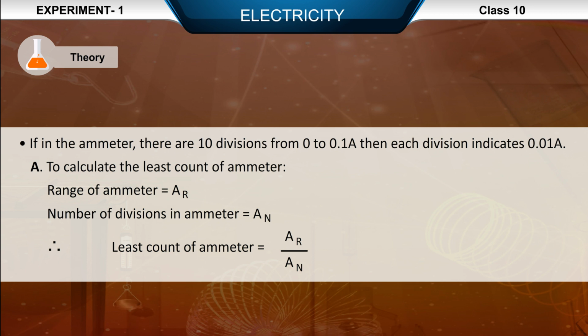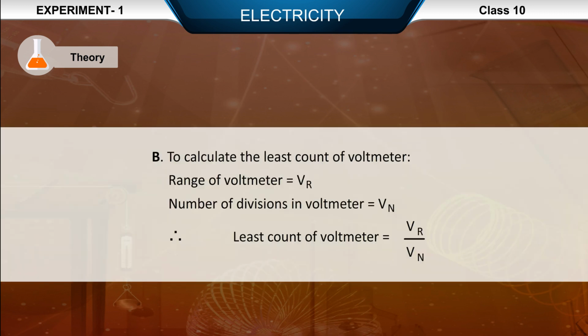To calculate the least count of ammeter. Range of ammeter is equal to AR. Number of divisions in ammeter is equal to AN. Least count of ammeter is equal to AR upon AN. B. To calculate the least count of voltmeter. Range of voltmeter is equal to VR. Number of divisions in voltmeter is equal to VN. Least count of voltmeter is equal to VR upon VN.